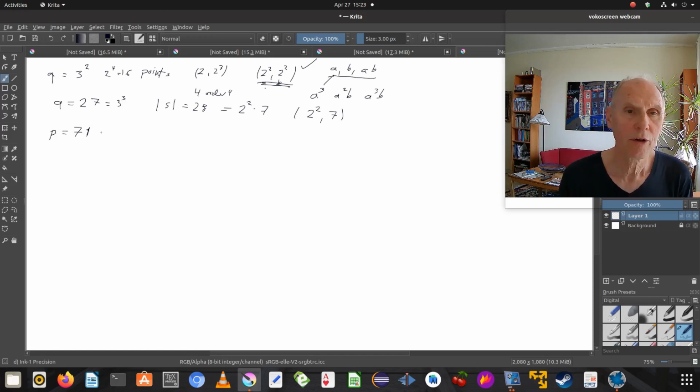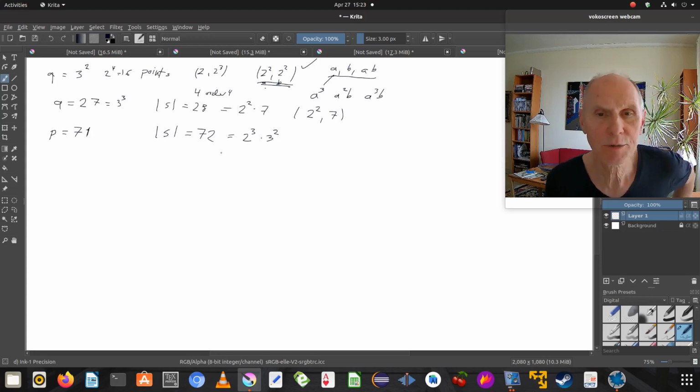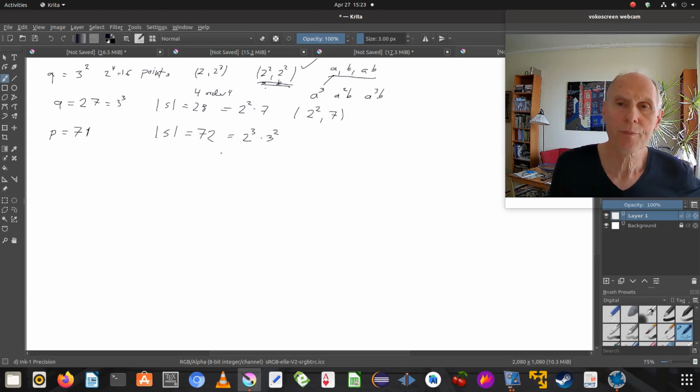And 72 is a multiple of 4. So we have 72 elements. And that equals 2 to the third times 3 to the second, 8 times 9. So number 2, the 2 must be 2.4.